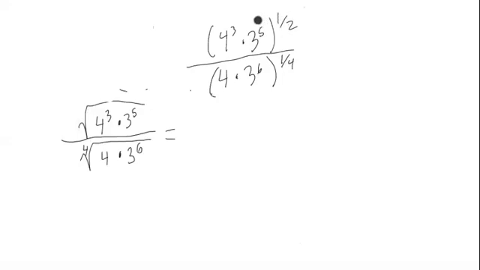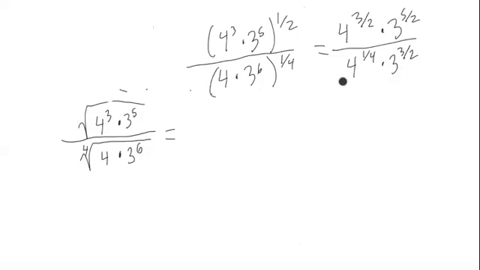Now these exponents can distribute in, and so as this comes in, it multiplies the exponents, so it becomes 4 to the, so 3 times a half is just 3 halves, 4 to the 3 halves, times 3 to the 5 halves, all over, and you multiply the fourth in. So 4 to the 1/4 times 3, and then this is 6 times a fourth. So it should be 6/4, which you can reduce to 3 halves.